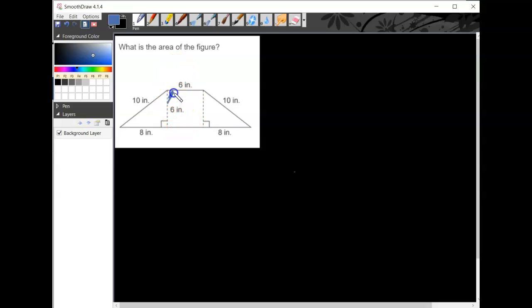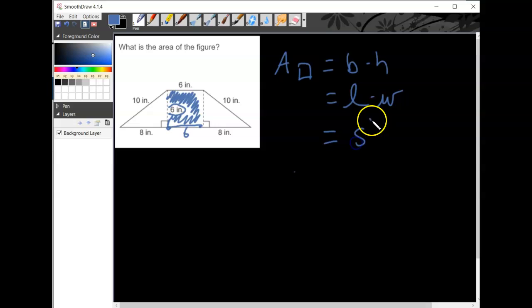Check out the middle. I don't want to cover that up. That's 6 inches for the dotted line and 6 inches across the top. That means this distance along the bottom will also be 6 from here to here. The area of that square in the middle is just going to be base times height. You'll see there's different versions of the formula for area of square. If you do have a perfect square, you could also say length times width. You could also say the side squared.